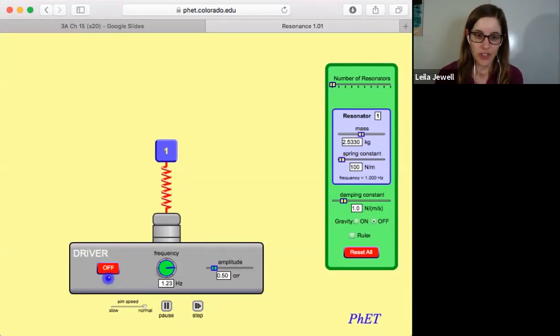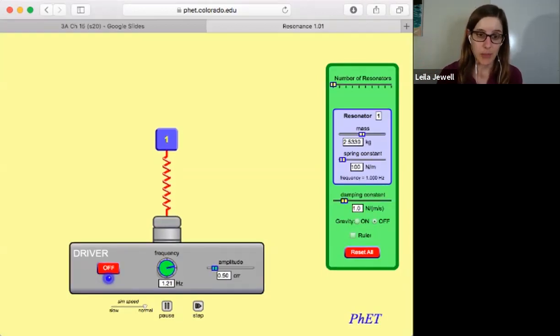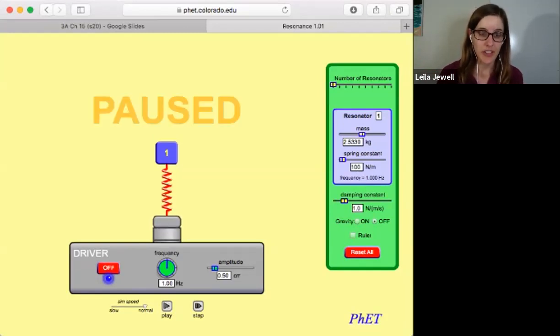So the resonant frequency is when the driver is exactly matched to the natural frequency, and that's where it's really going fastest and doing the best, which appears to be pretty close to 1 hertz. We get the largest amplitude there. So this helps to highlight the ideas.